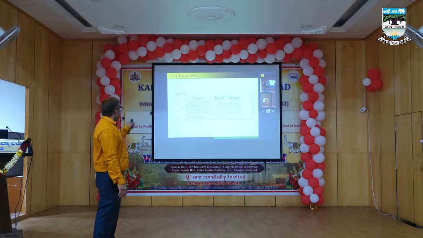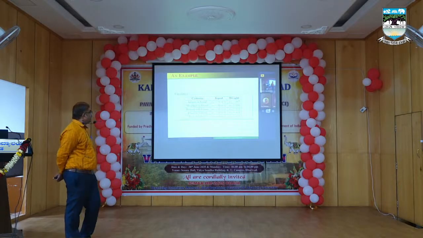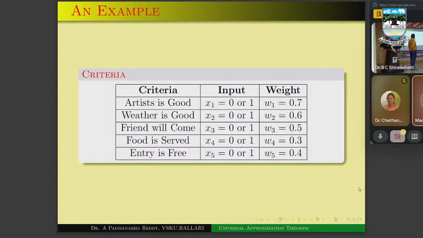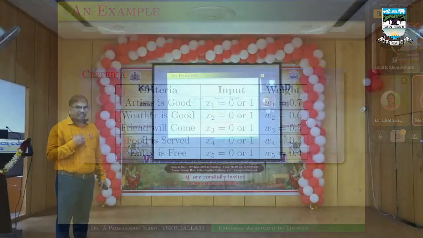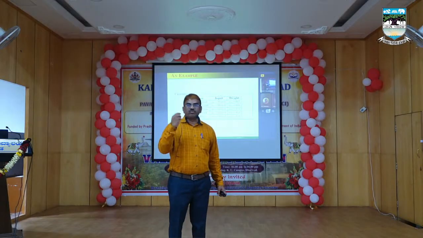Okay, sorry. This is the criteria. Artist is good, X1 is 0 or 1. Weather is good, X2 is 0 or 1. So these are all the criteria parameters, and these are all the possible inputs and weights. What is the W1? 0.7. This is not limited to 0.7. You can give your own weight. W2 is 0.6, W3 is 0.5, W4 is 0.3, W5 is 0.4. These are the weights of my choice. You can have your own weights.